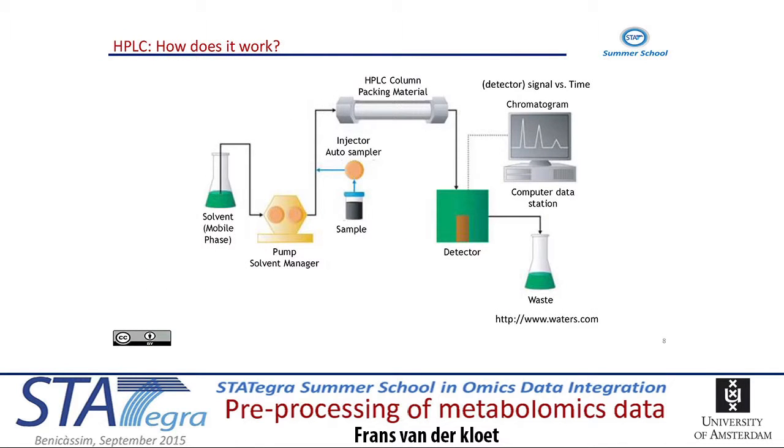In a schematic, which we got from the website of Waters, a renowned mass spectrometry and HPLC producer, here we have the solvent in which there is the actual sample itself. We have a pump, and the sample is injected into a continuous flow, which is then pushed through this HPLC column, and then arrives at the detector where it is detected, and it generates a signal.